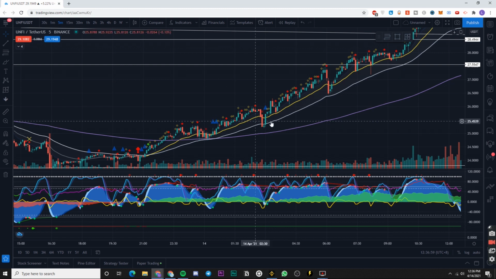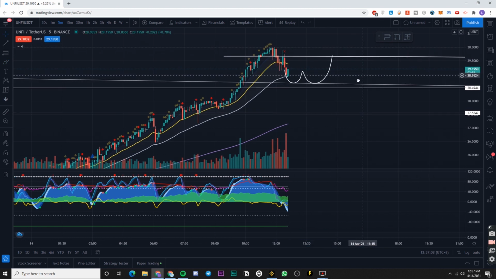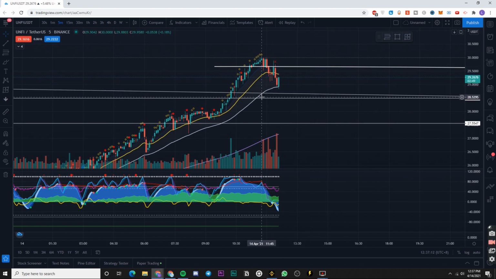So you want to look for something like that, or perhaps a double bottom, which is one of my favorite patterns to trade, but we might not get that. So just look for this line and this line here to act as support. And if we do hold as support, then we are off to the races.